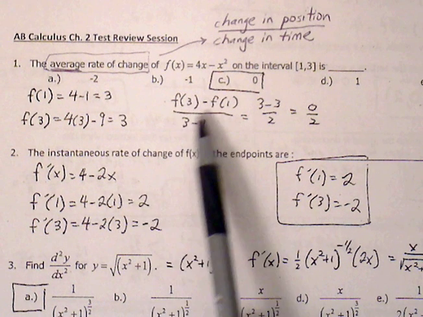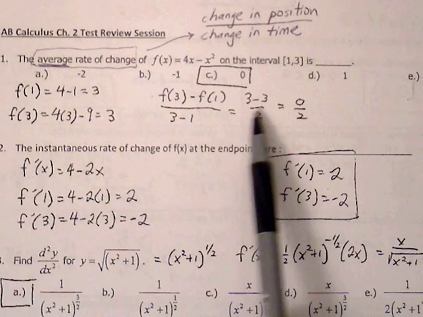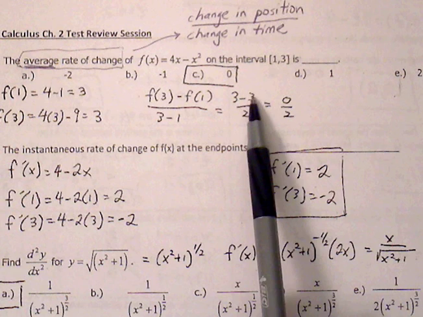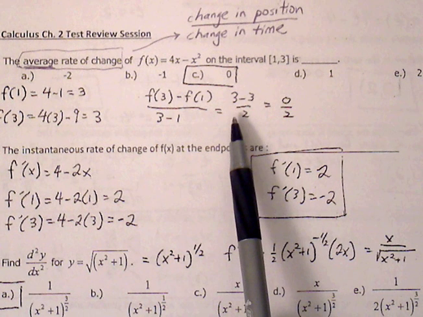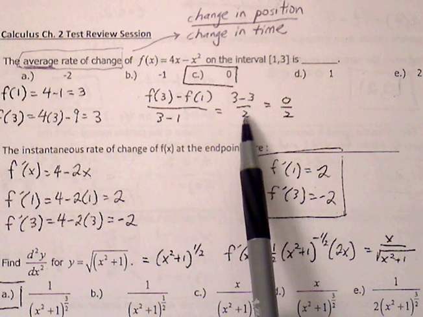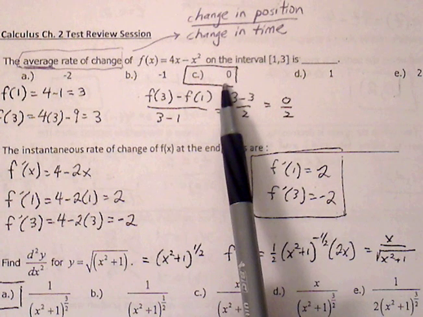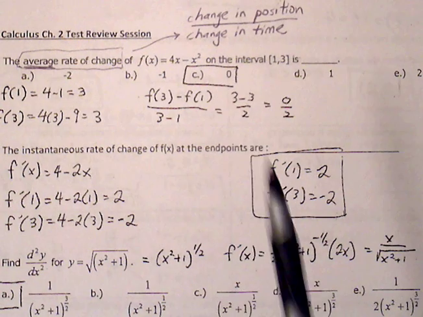So we plug them into our slope formula. So change in y over change in x. So 3 minus 3 over 3 minus 1 will give us 0 over 2. So that means our average rate of change on the closed interval from 1 to 3 will simply be 0.